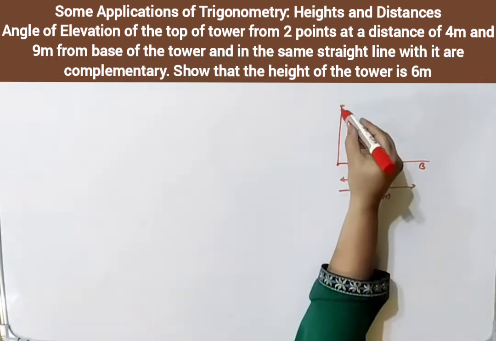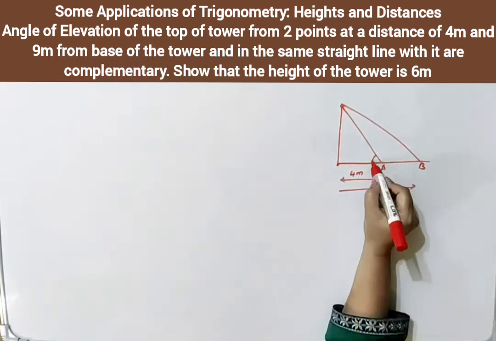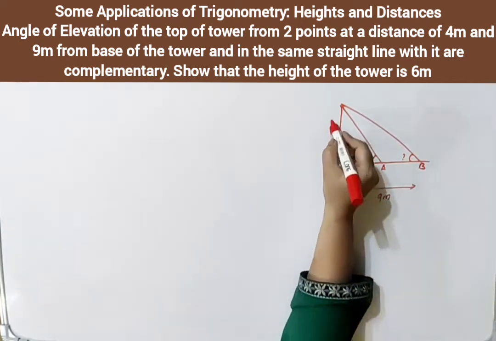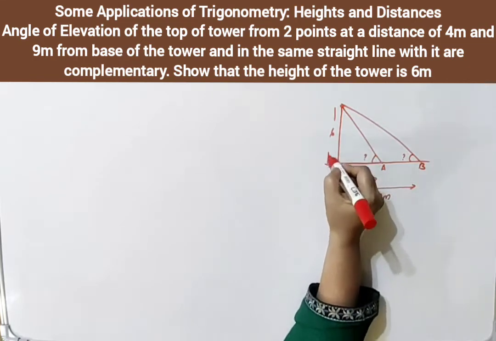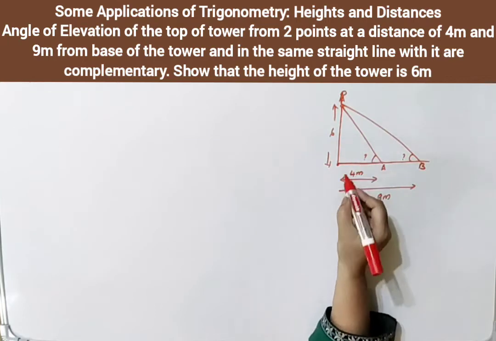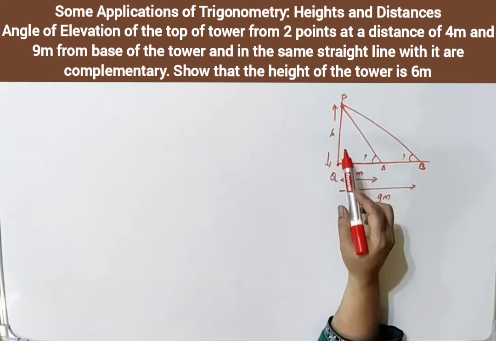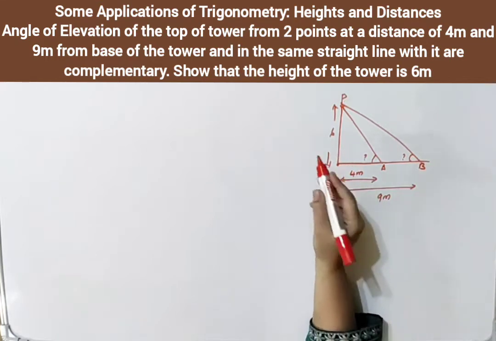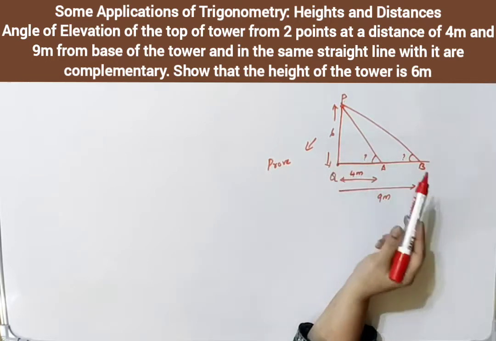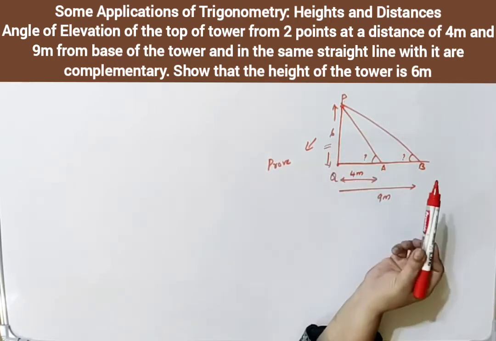So the angle of elevation is not given. We don't know the angle of elevation. The height of the tower is given, which is 6 meters. Let's call this P and Q. So the height has been given, but we'll have to prove that the height is 6 meters. We cannot use this in the calculations. We'll have to prove that it is 6 meters of height.